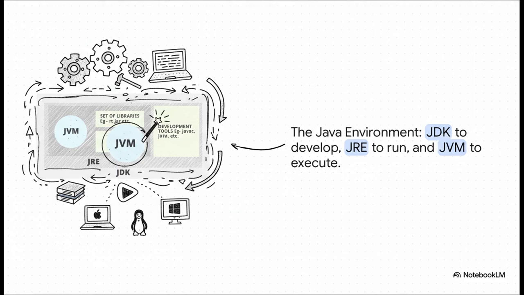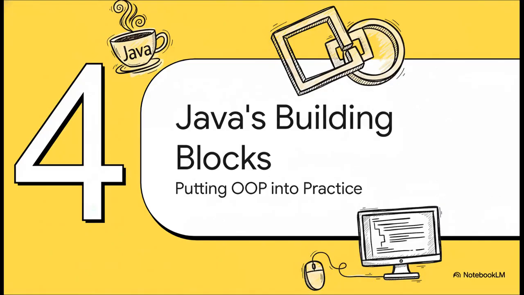The JVM is the real magician here. It's like a universal translator that takes the Java code and makes it work on any specific computer, whether that's a Mac, a PC, or something else entirely. So we get the big ideas, we get the tool. Now let's look at how Java actually puts all this OOPS stuff into practice with two of the most basic building blocks you'll ever see.